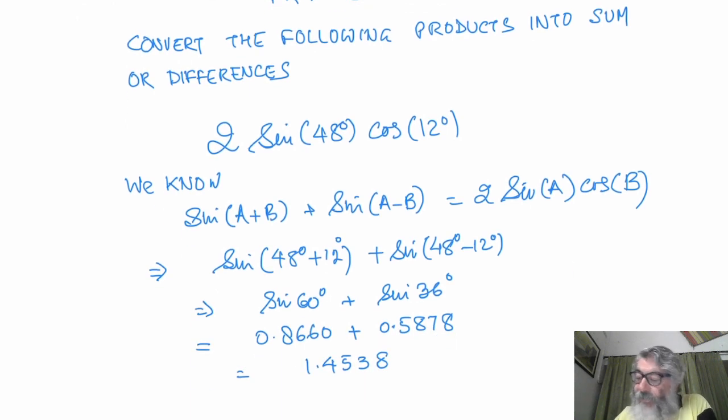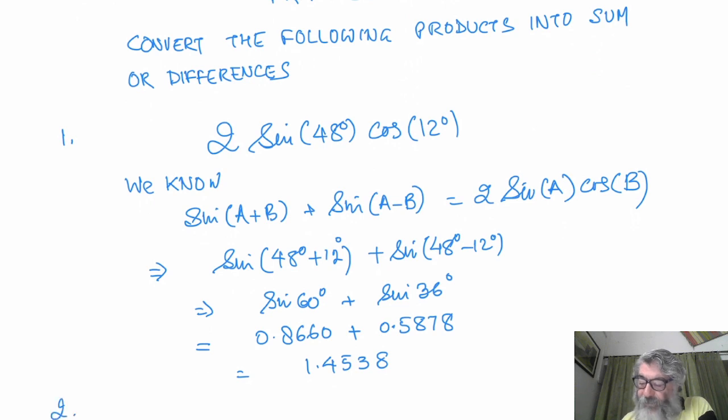2 sine 48 cos 12 has to be converted into sum or differences. This is a product of sine and cos. But 2 has to be there. If 2 is not there, you will have to generate 2 by multiplying and dividing by 2. Suppose it was given only sine 48 and cos 12, then we had to bring 2. So we multiply the question by 2 and divide it by 2, so that we get 2 sine 48 cos 12 and the half goes out. You can divide the whole thing by 2 later on.